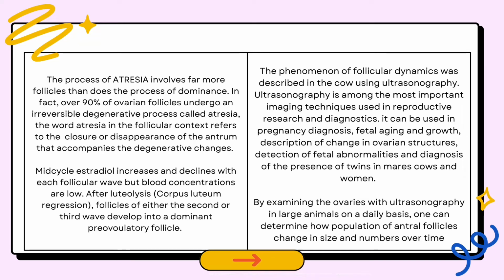Mid-cycle estradiol increases and declines with each follicular wave, but blood concentrations are low. After luteolysis, corpus luteum regression, follicles of either the second or third wave develop into a dominant preovulatory follicle.